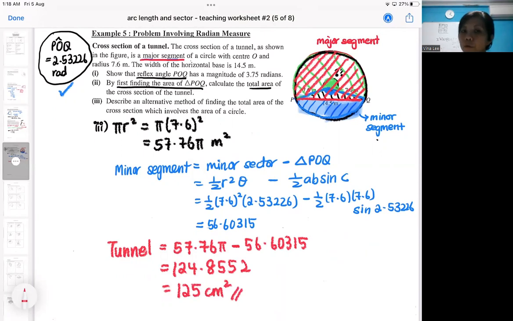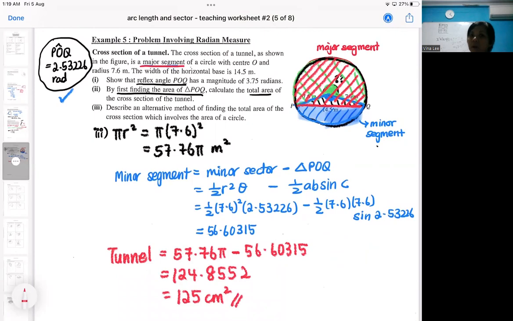So would you prefer a circle minus the minor segment, or a triangle plus the major sector? So during O-level, if you're asked to find major segment, these are the two methods. So hopefully you are clear about the two methods.